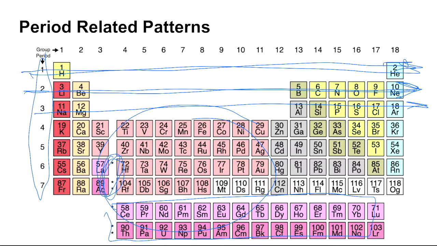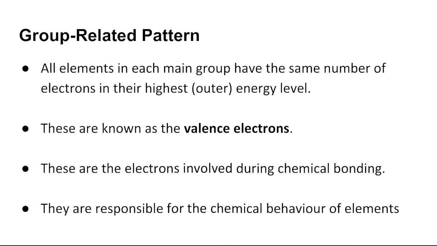But we won't worry about that for now. Right now, we're going to treat it as 7 periods on the periodic table, 7 energy levels where electrons will float around. Now, the next pattern is the group-related pattern, the groups. And the groups, as we mentioned before, are represented by the columns. So these go up and down.